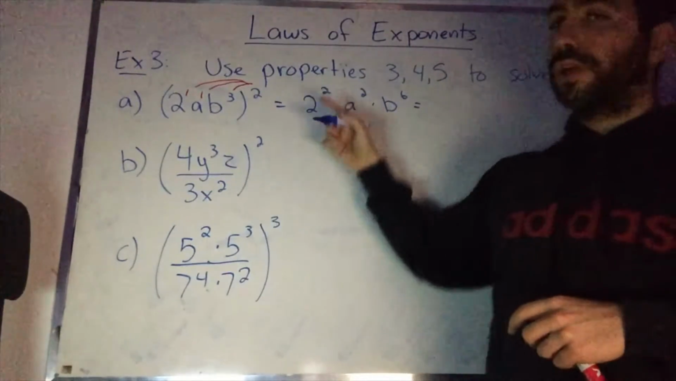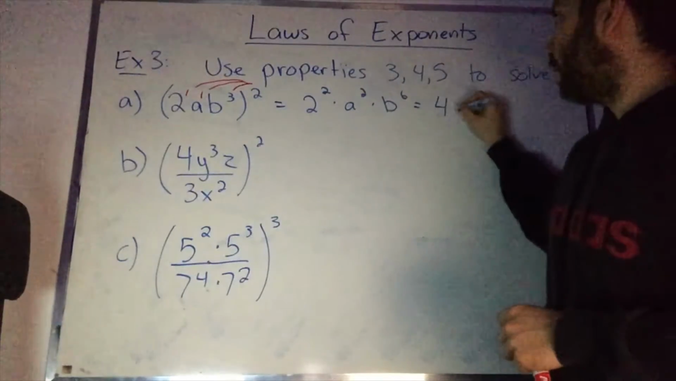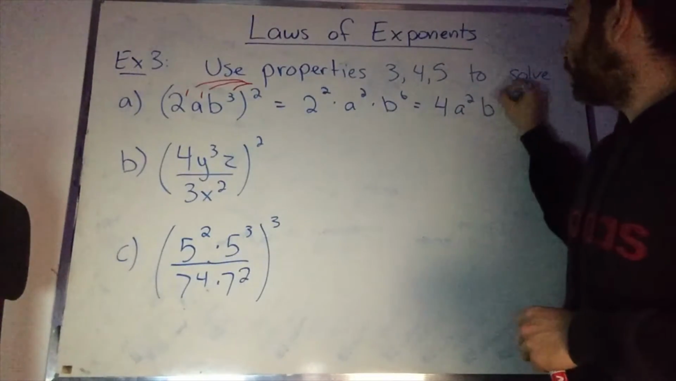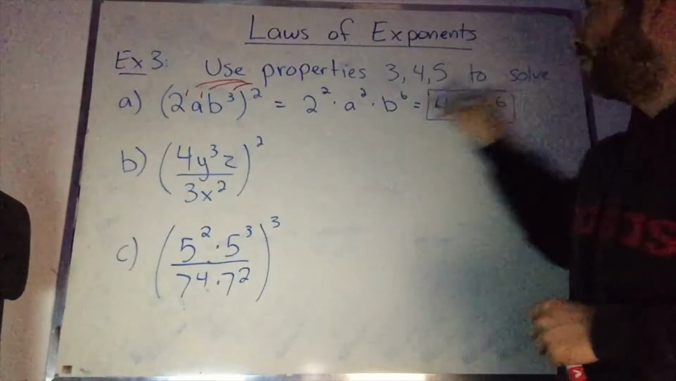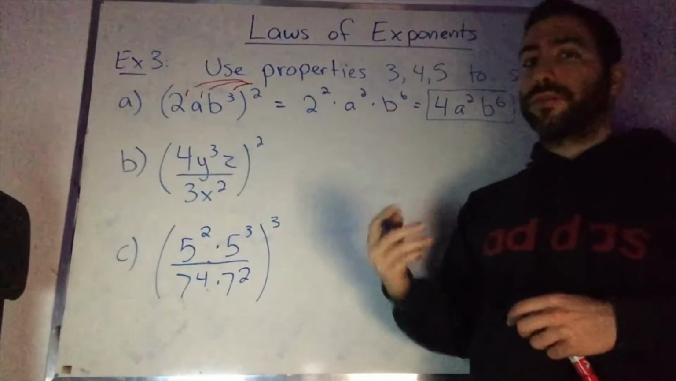So here 2 squared, we know how to do that. 2 squared on the calculator, we get 4. A squared, you leave it, and b to the 6. And this is the final answer. Don't leave your answer as 2 squared. If you can solve it on the calculator, do so.